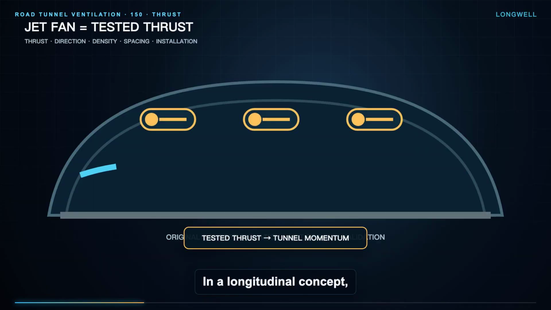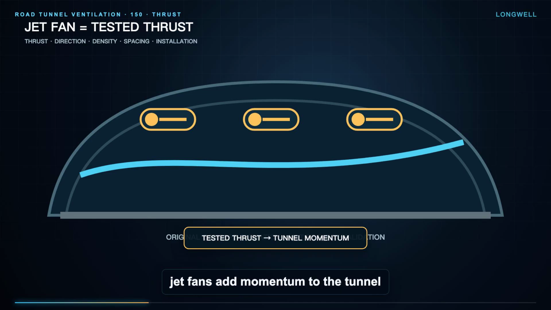In a longitudinal concept, jet fans add momentum to the tunnel air. Their tested thrust, direction, sound, power, air density, spacing, and installation effects matter. Free air volume or diameter alone cannot establish tunnel performance.